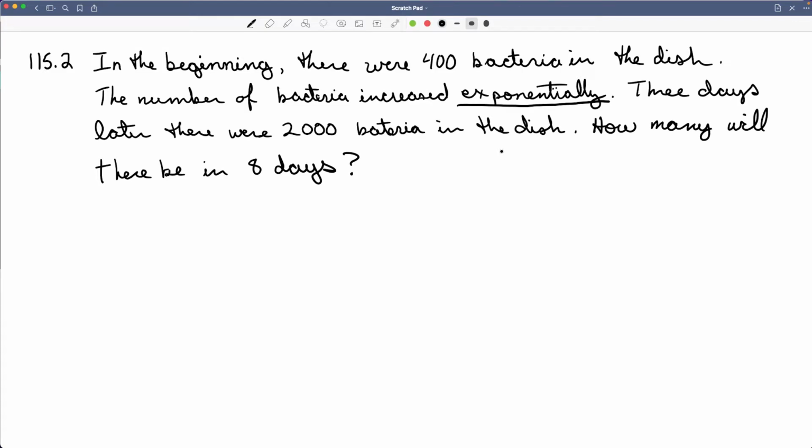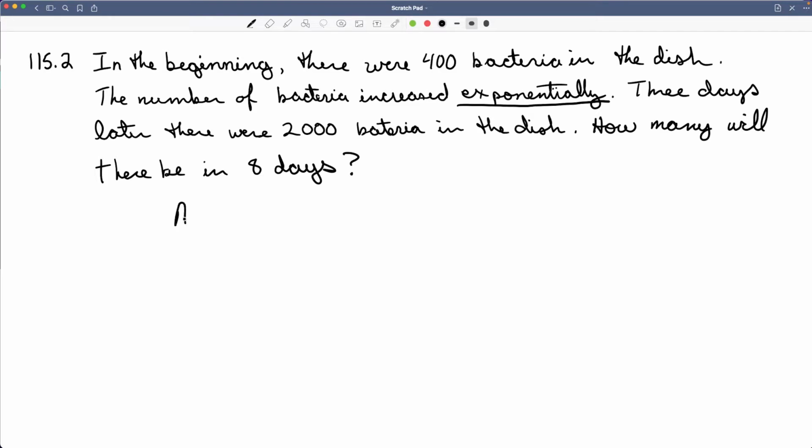3 days later, there were 2,000 bacteria in the dish. How many will there be in 8 days? So this is similar to those problems that we had where they were inversely related or directly related. They varied directly, they varied inversely. We have a constant here, and that constant is going to be the rate of growth. So we have to find what that rate of growth, that exponent that represents the rate of growth is for the bacteria, and apply it. We'll do it with the 3 days sample that we're given, and then we'll apply it to the 8 days that we're asked about. So first of all, let's start with our formula.